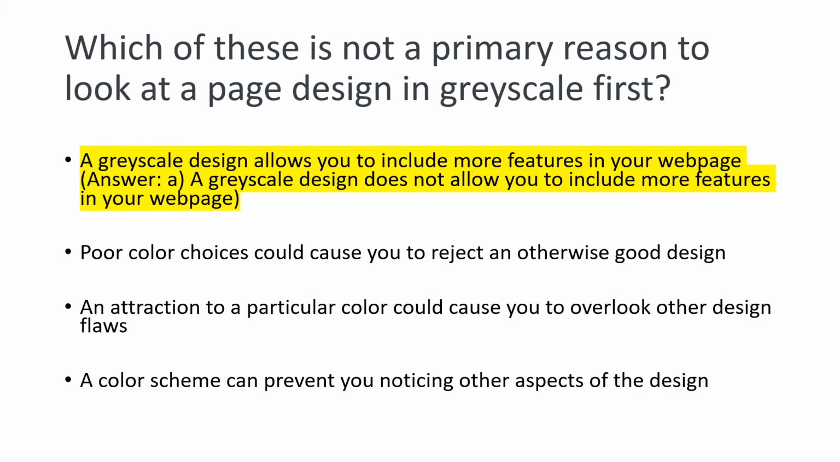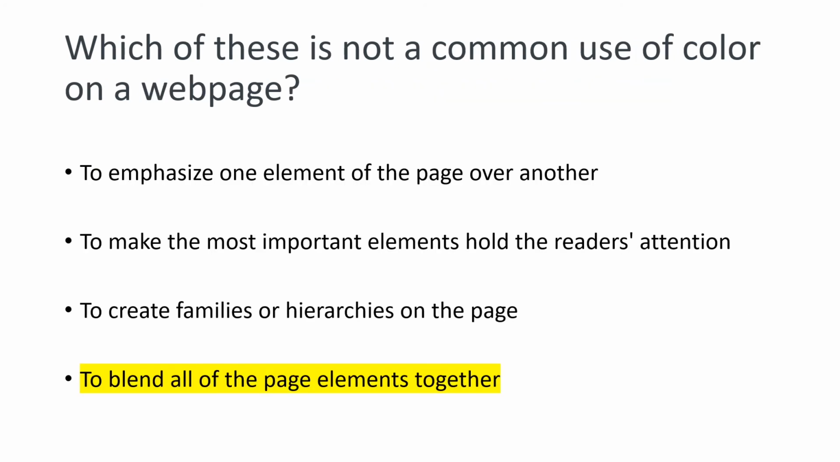266. Which of these is not a primary reason to look at a page design in grayscale first? A grayscale design does not allow you to include more features in your web page. 267. Which of these is not a common use of color on a web page? To blend all of the page elements together.